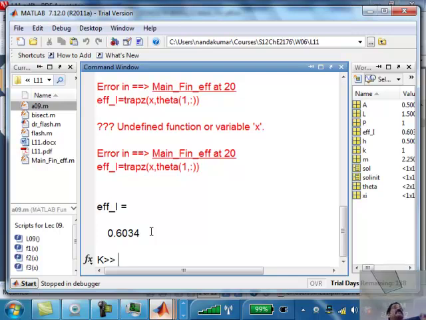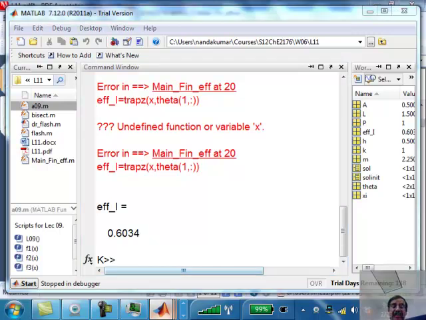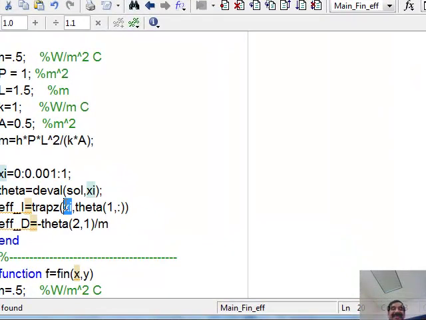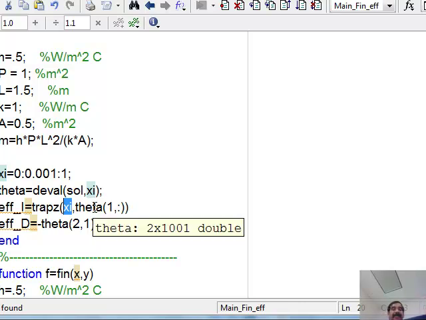What is the efficiency? Efficiency is simply integral from 0 to 1 of theta d psi. And that's exactly what this line does. So xi is the independent location. Theta is the temperature. The first row of theta has the temperature. So I take that, calculate the integral, and that gives me the efficiency.